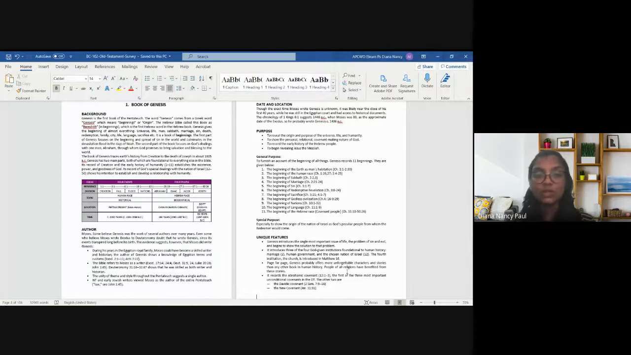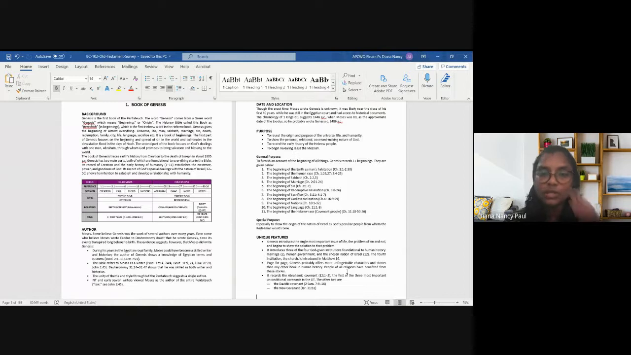With these general purposes, we also have some specific purposes. The origin of the nation of Israel as God's peculiar people from whom the Redeemer would come. In the genealogy of Jesus, in the book of Matthew, we see the genealogy of Jesus completely; it starts from Abraham. It reads in Matthew chapter 1, verses 1 and 2: the book of the genealogy of Jesus Christ, the son of David, the son of Abraham. Abraham begot Isaac. It starts from Abraham. So God brought the origin from then on.